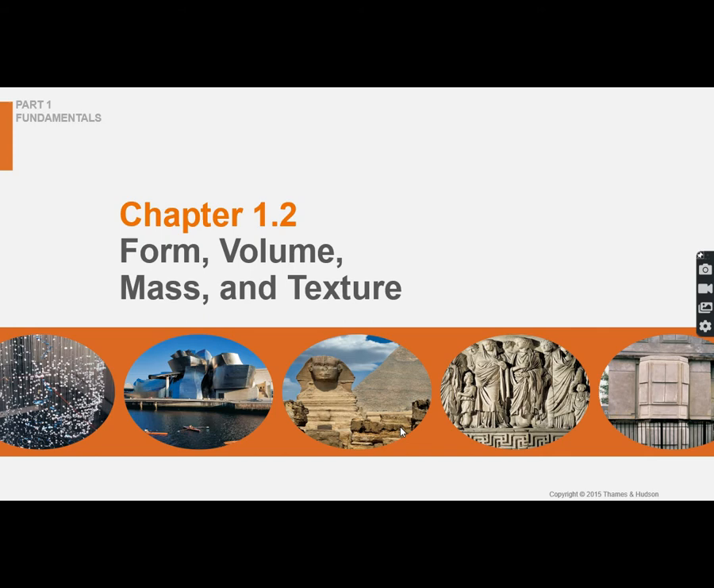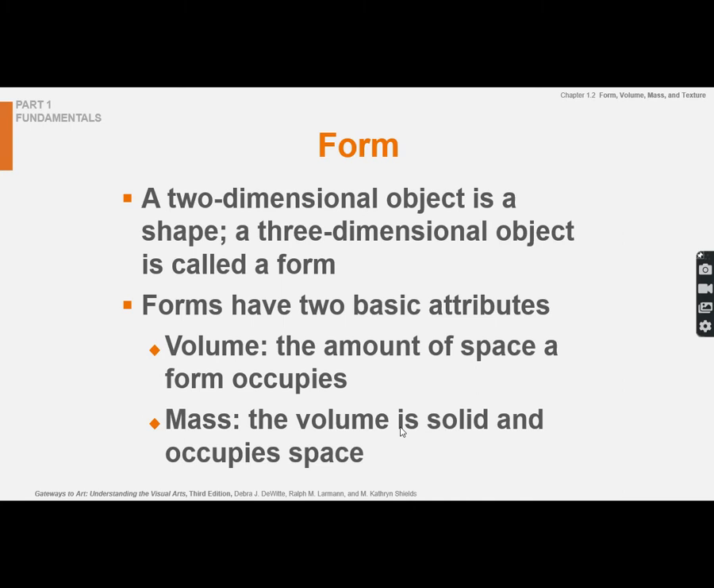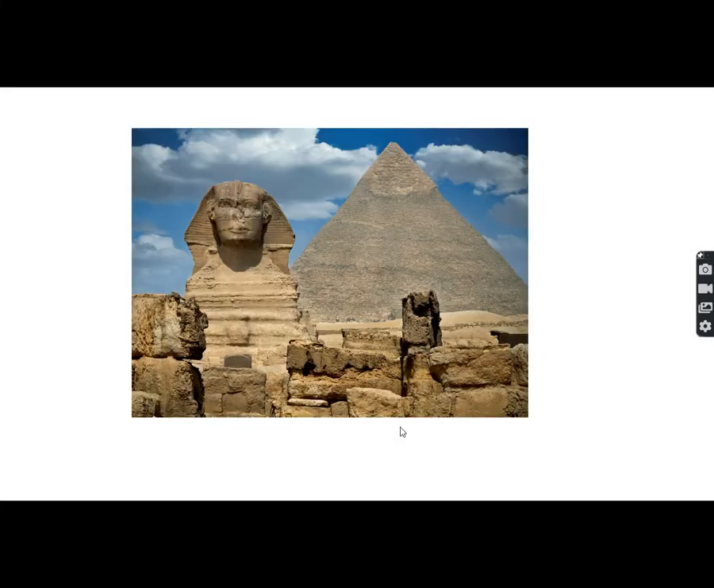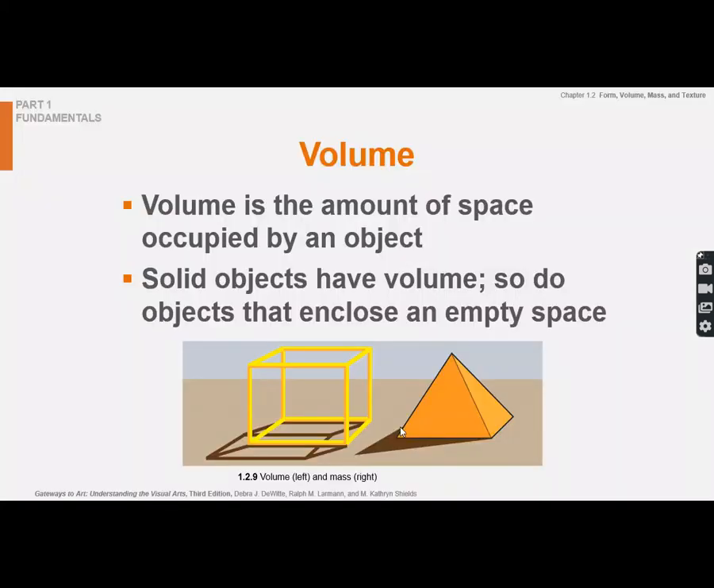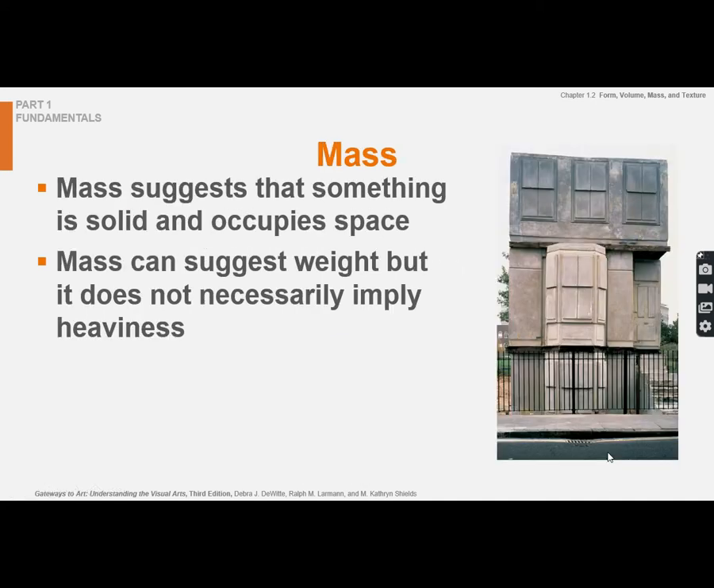All right, chapter 1.2 talks about three-dimensional art. So form, that's the word we use for three-dimensional things. It has volume and mass. The Sphinx and the pyramid have both, right? They take up a lot of area and then they have real solid mass, like they have weight to them. All right, and then this is to show what volume is, the area in something, right? The amount of space it takes up, whether it's full or not, and then mass is when the space is actually full. All right.